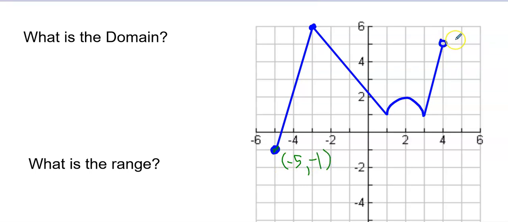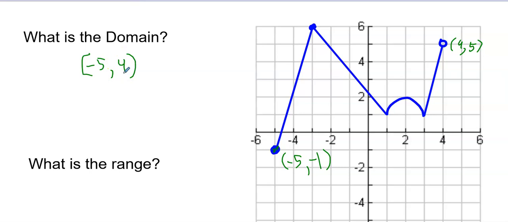The furthest rightmost point is at 4, 5, but the 4 doesn't seem to be included there. It's an open circle, which means it's not really included. So the domain would be, at the leftmost, the smallest bound would be -5. That's a bracket, a hard bracket. The upper bound would be 4, and that's a parentheses. It does not include 4 there.